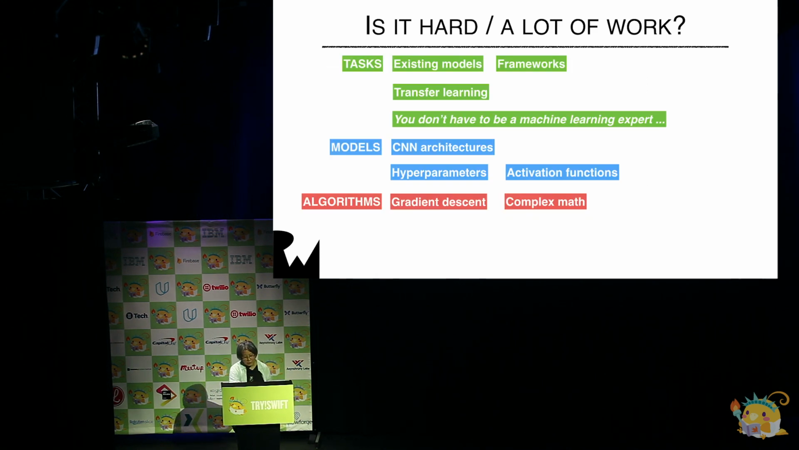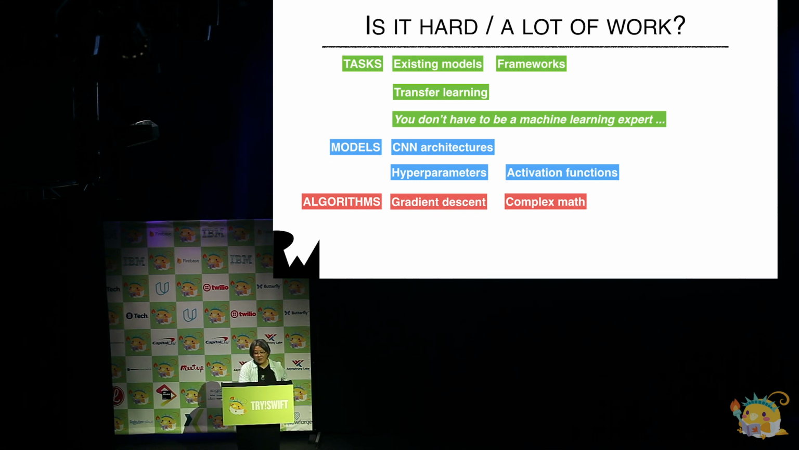So, is it hard or a lot of work? It depends which level of abstraction you need to work at. Apple provides tools at the task level, like image or text classification. CoreML was announced with a few existing image models. Apple has several frameworks, like vision and speech. CreateML and Turi Create use transfer learning to let you customize existing models with your data and classes. At the task level, as Apple's web page says, you don't have to be a machine learning expert.